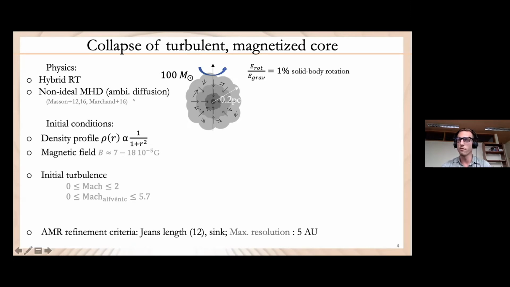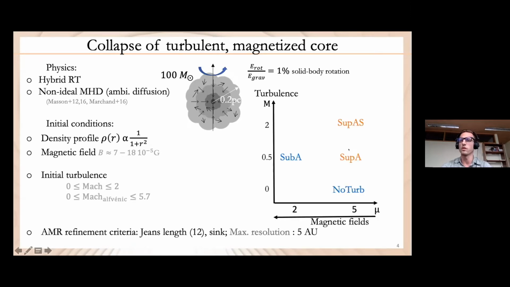And then we will consider 4 simulations. Just starting from this one, sub A, we have a magnetic field that is moderately strong and turbulence that is subsonic. So this is the Mach number. And starting from this run, we will have a similar run in terms of magnetic field strength, but without turbulence. A similar run with supersonic turbulence, and a similar run in terms of turbulence level, but with stronger magnetic fields.